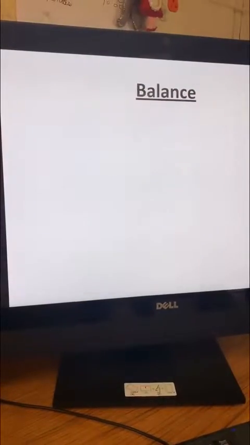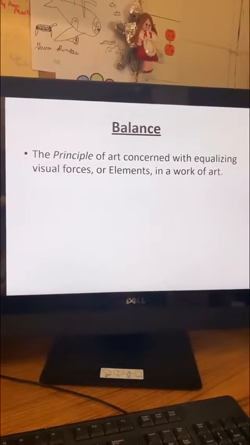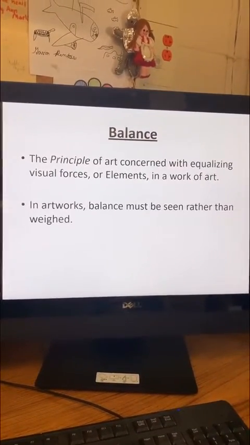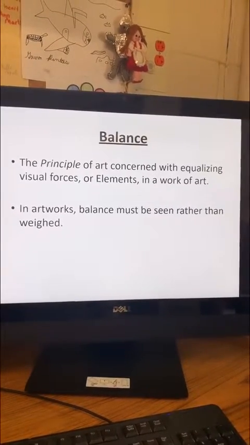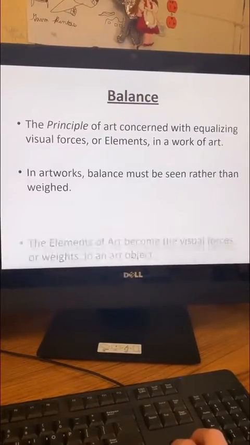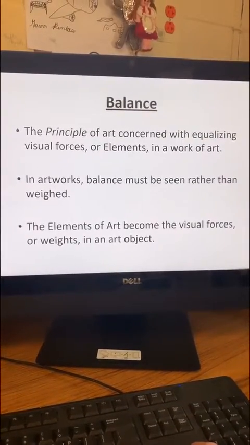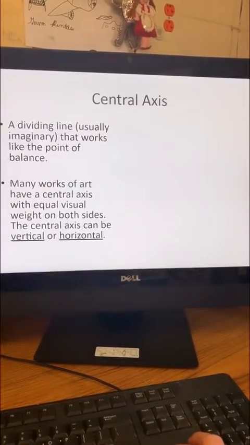So balance in art is a principle of art concerned with equalizing visual forces or elements in a work of art. Balance needs to be seen rather than weighed. We're not talking about physical weight. We're talking about elements and principles of art. Those elements of art become the visual forces or weights in an art object.